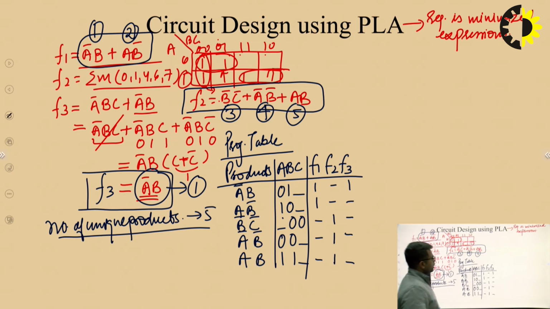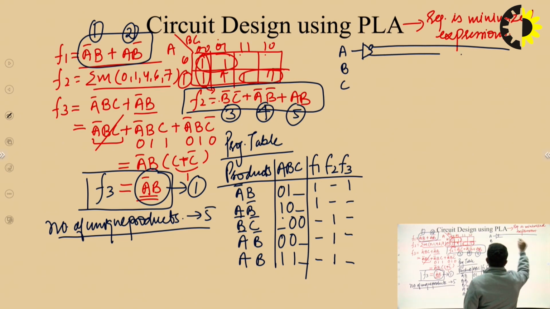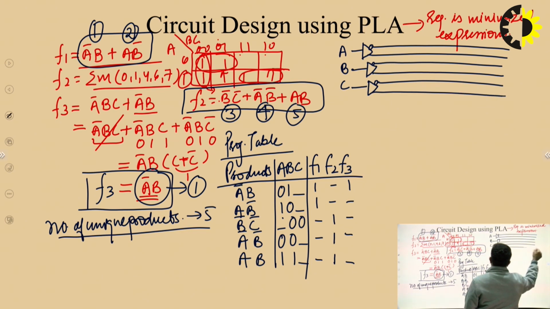Now we can realize the circuit using this. I require 3 variables, A, B and C. This is the structure of a PLA. To realize A bar and A, similarly from here B bar and B, then C bar and C. Then I need 5 products.